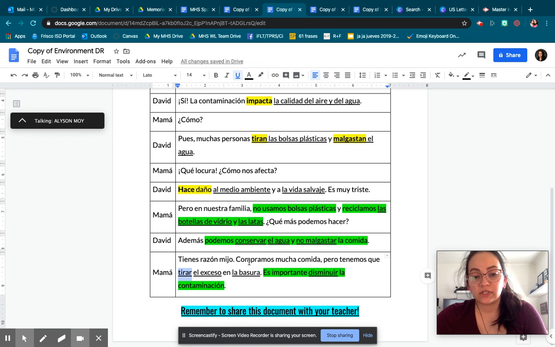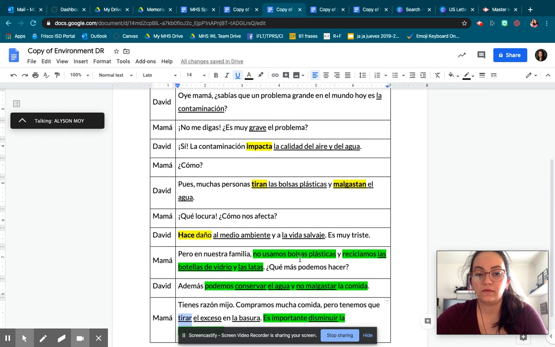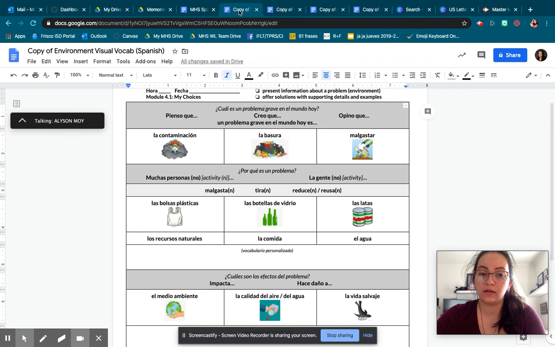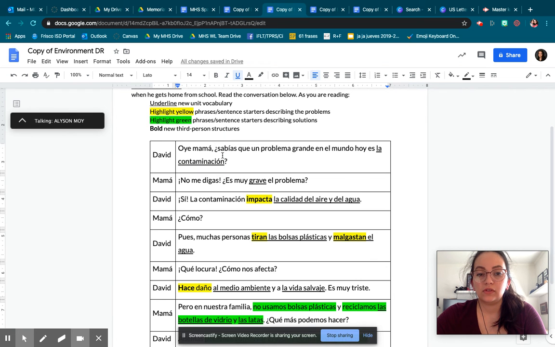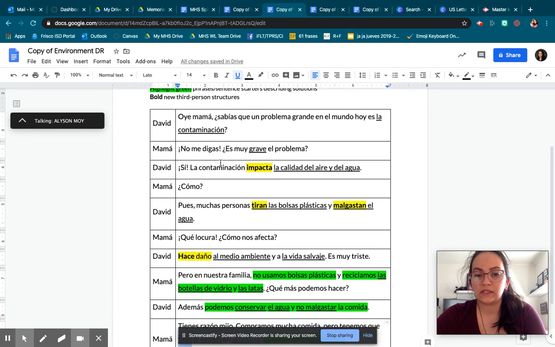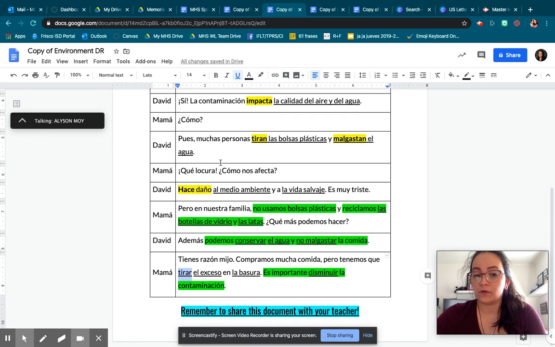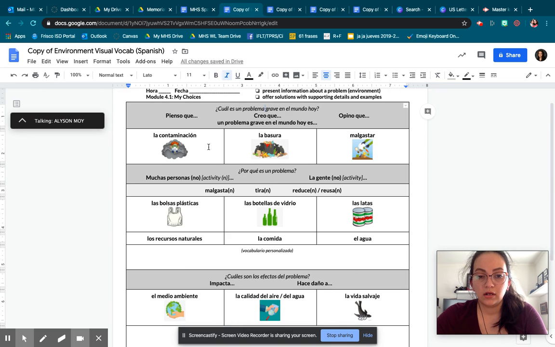Hopefully, compramos and comida, those are not new words, but these are all of the new words that were in here. And if you had trouble finding them, they were also on the visual vocab mat. So next I'm going to look through this and I'm going to try to see, is there anything in here that is not on the visual vocab mat that maybe I might want to add to my visual vocab mat.